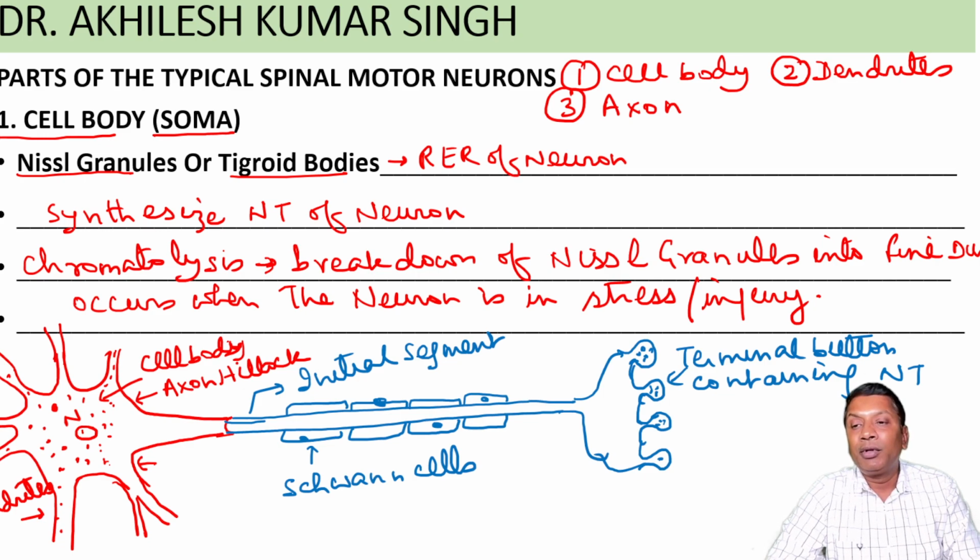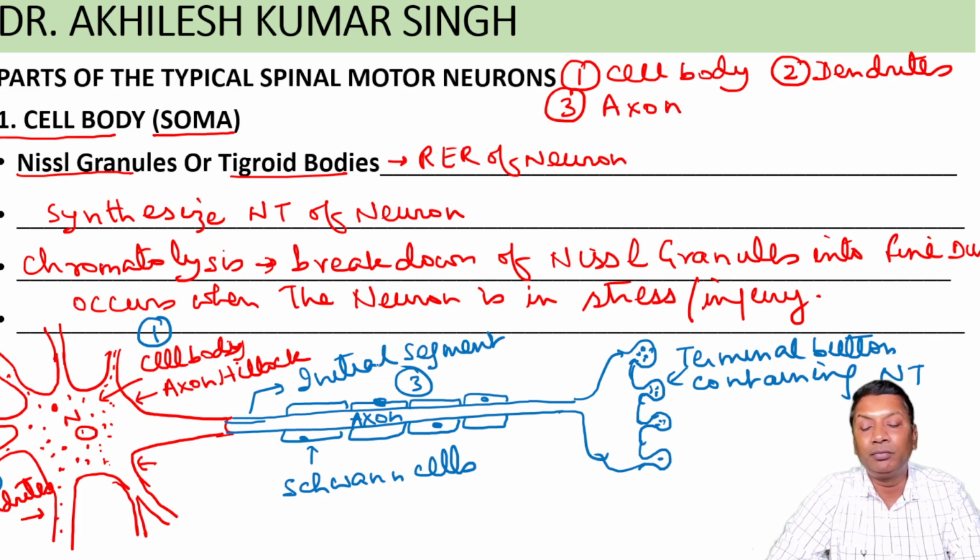Coming to the parts of this spinal motor neuron, one part I told you is the cell body or the soma. The second part is the dendrites. The third part is the axon. So this is the structure of the axon, the third part of the spinal motor neuron.